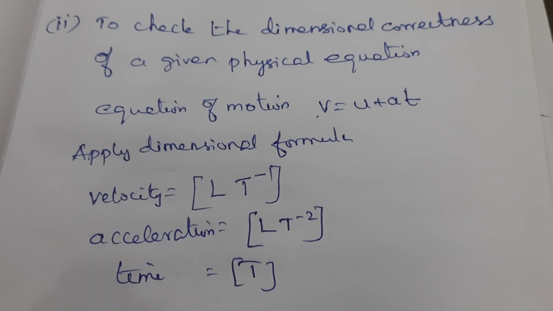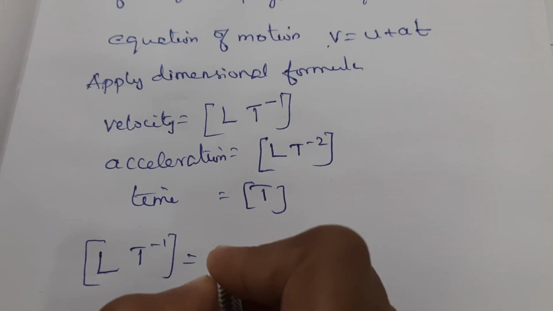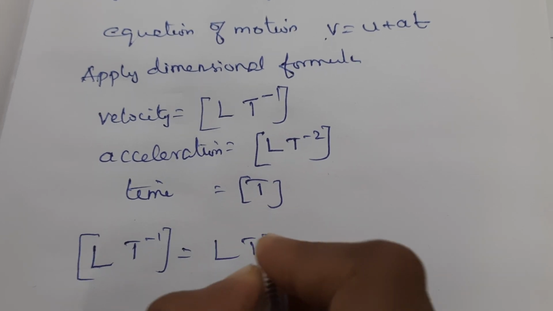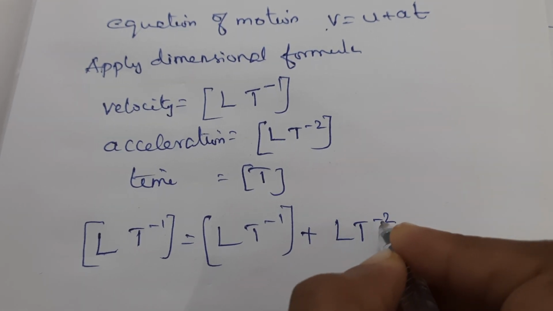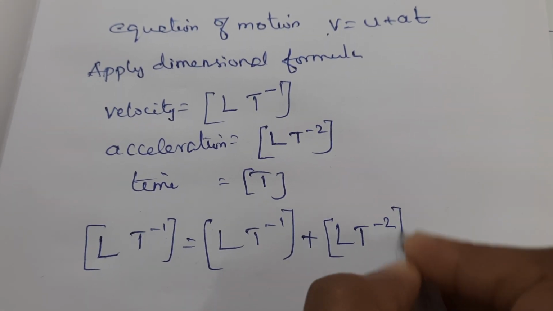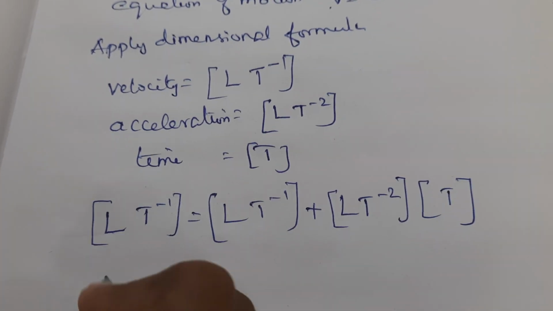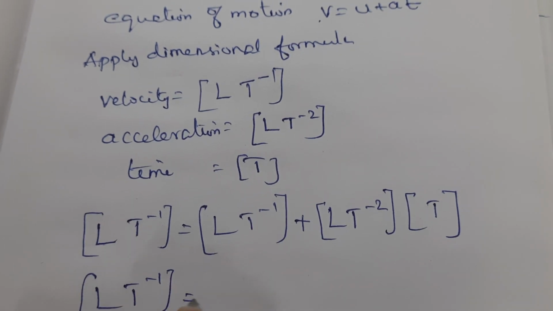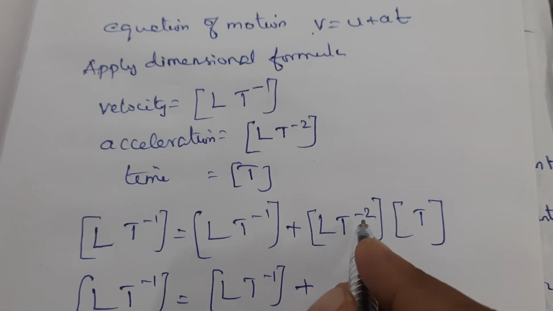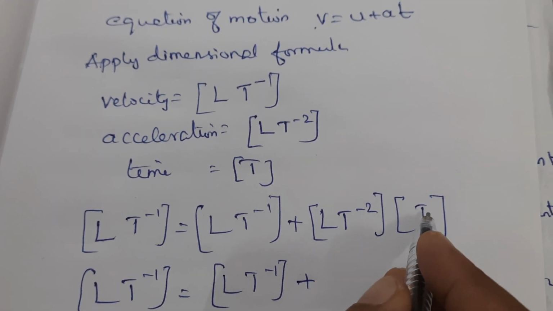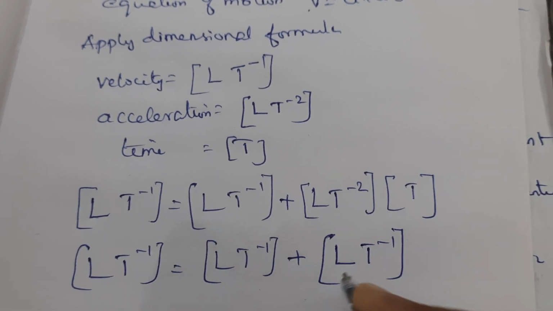Apply this formula in that equation. So the equation becomes LT raised to minus 1 equal to, for u, LT raised to minus 1, plus for a it is LT raised to minus 2 into T. So LT raised to minus 1 equal to LT raised to minus 1 plus here LT raised to minus 2 plus 1. So it is T raised to minus 1. So LT raised to minus 1.